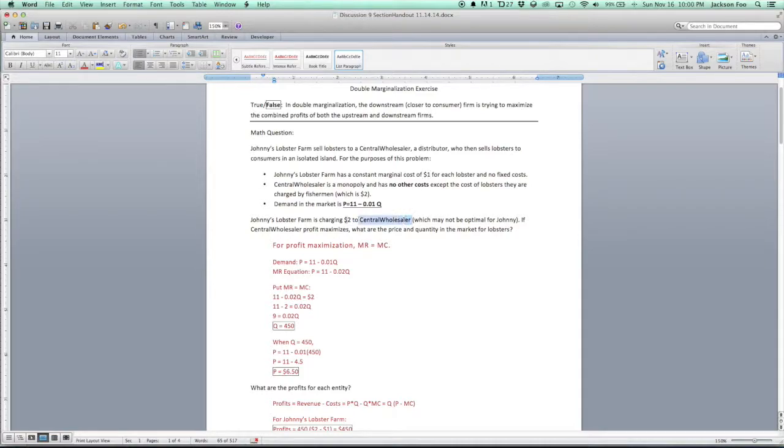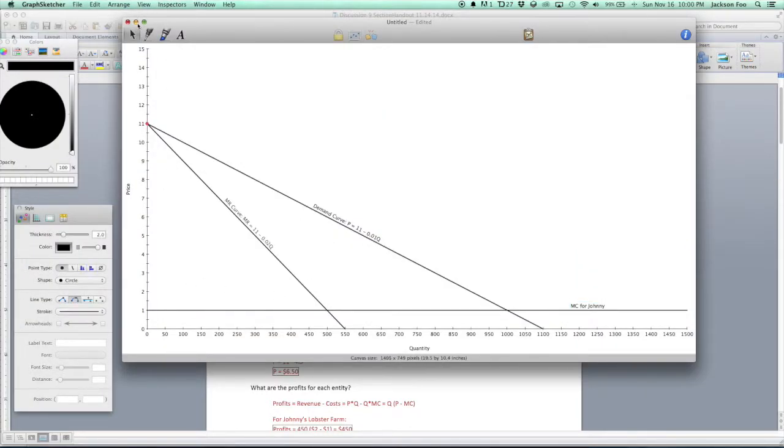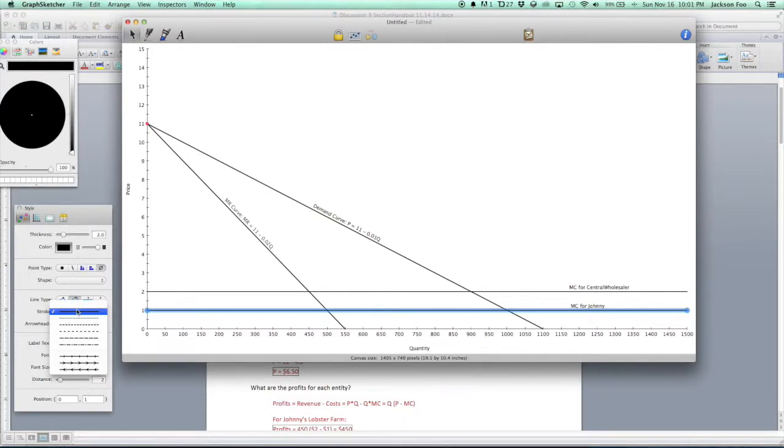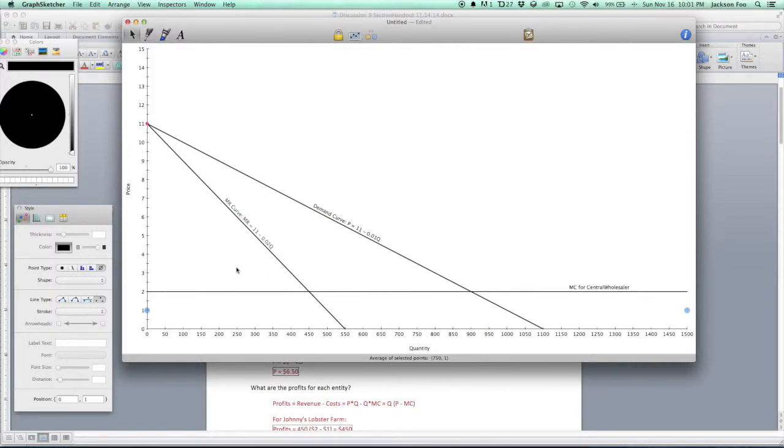So next, going back, what is our central wholesaler's marginal cost? $2. We've established that. Again, simple matter of building this and labeling it. MC for central wholesaler. Awesome. And we can move it to the side as well. So let's just run through what we did mathematically in terms of a graphical standpoint. For right now, we're not going to talk about Johnny very much, so I am going to hide him very quickly. There he goes. Hope I can find him later.